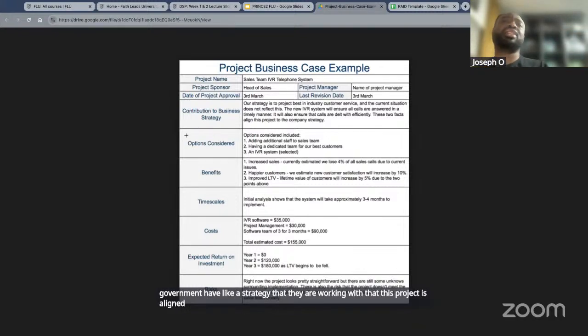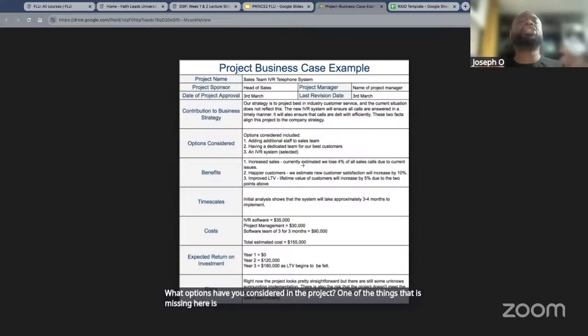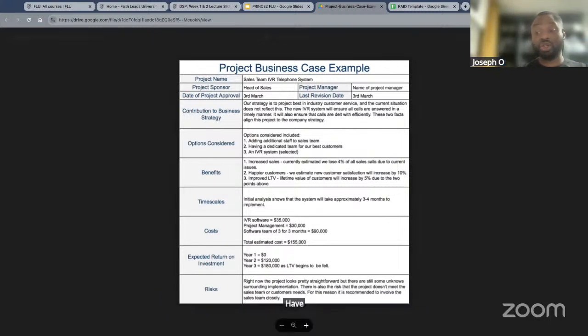And then another thing we want to consider is what options have you considered in the project? One of the things that is missing here is considering doing nothing. That is always a consideration to have at the back of your mind as a project manager. Have you considered doing nothing?